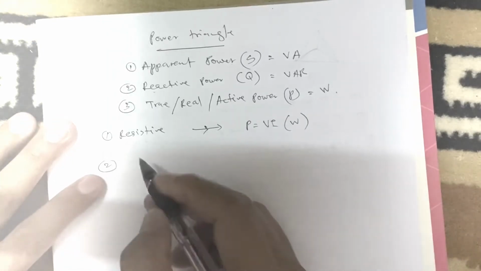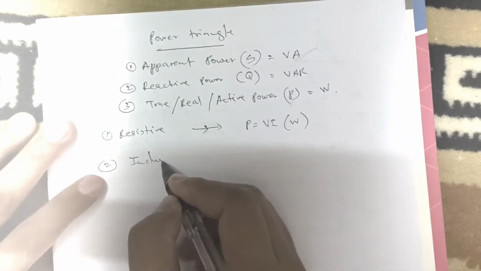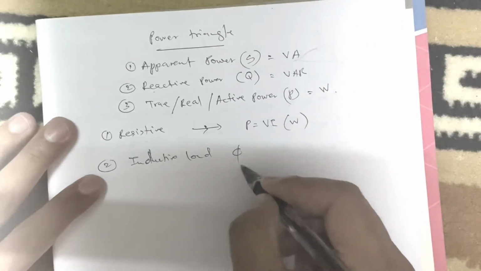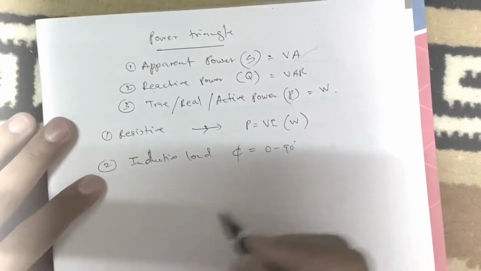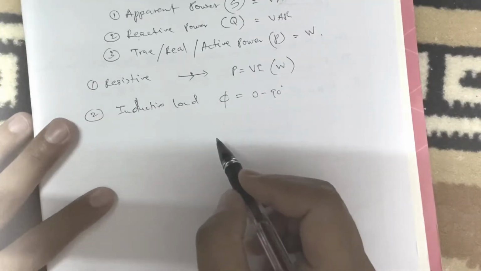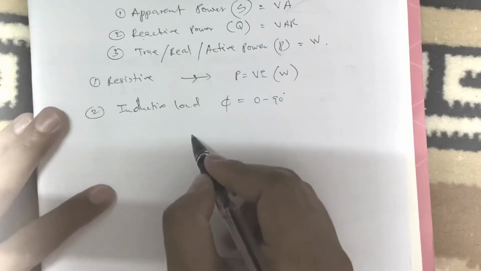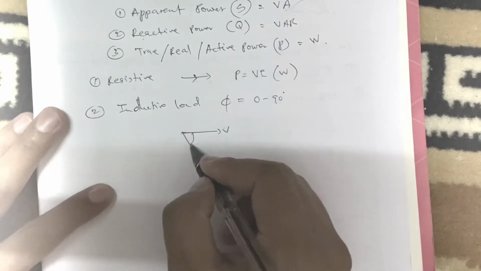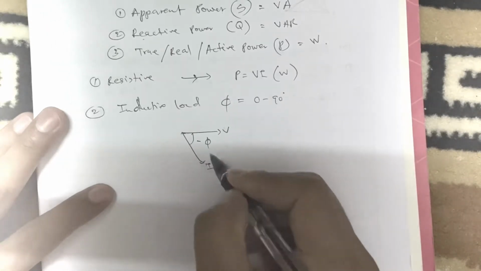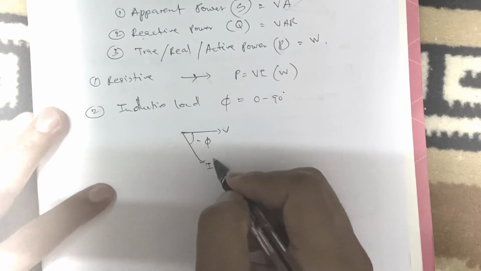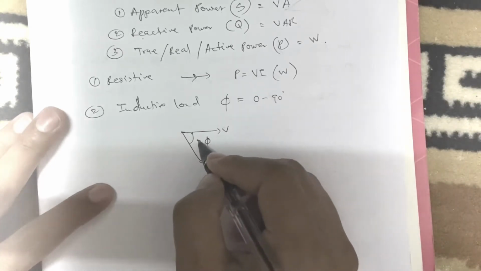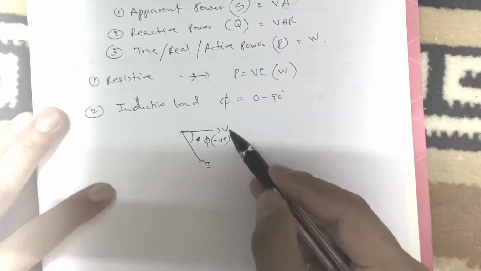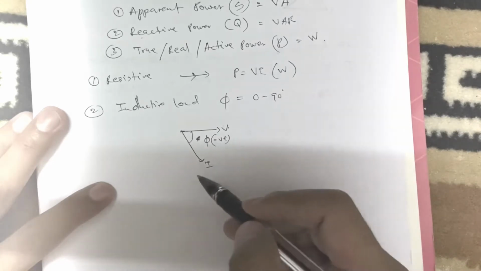And then the second one is the inductive load. For the inductive load, we know that the phase shift is between 0 to 90 degrees. If you draw the phasor diagram for the inductive load, we have the voltage, and then we have the current I. Now this voltage is leading the current by phi, or the current is lagging the voltage by negative phi, which means voltage is leading the current, or current is lagging the voltage.